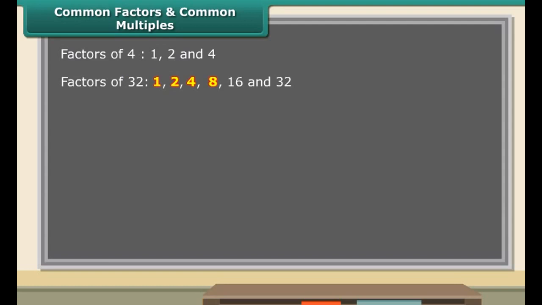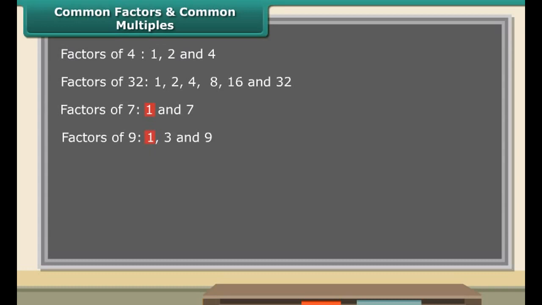Let us take some numbers in pairs and observe their factors. Look at the numbers 4 and 32. The factors of 4 are 1, 2 and 4. The factors of 32 are 1, 2, 4, 8, 16 and 32. The factors 1, 2 and 4 are common to both 4 and 32. Hence, they are called common factors.